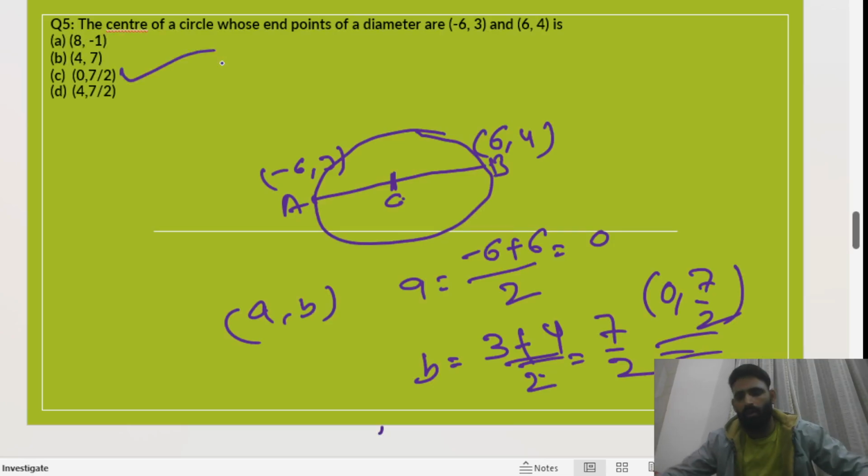Okay, so today we discussed what is the distance between 2 points if the points are given as coordinates, what is a segment, and what is the midpoint of 2 points, based on the formula. Okay, thank you.